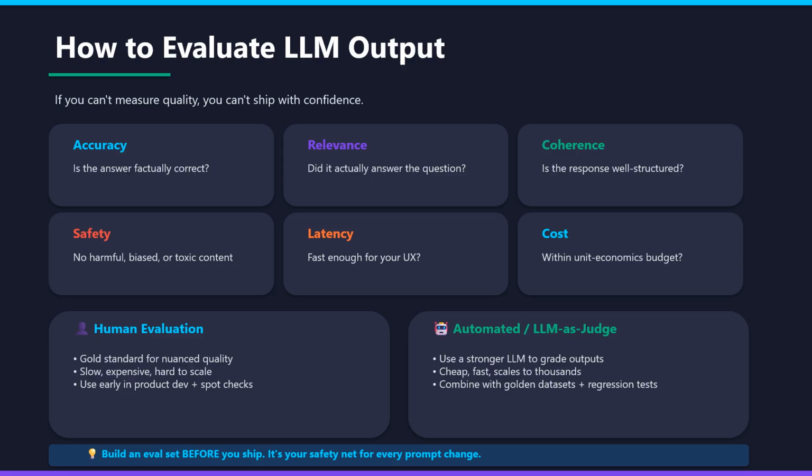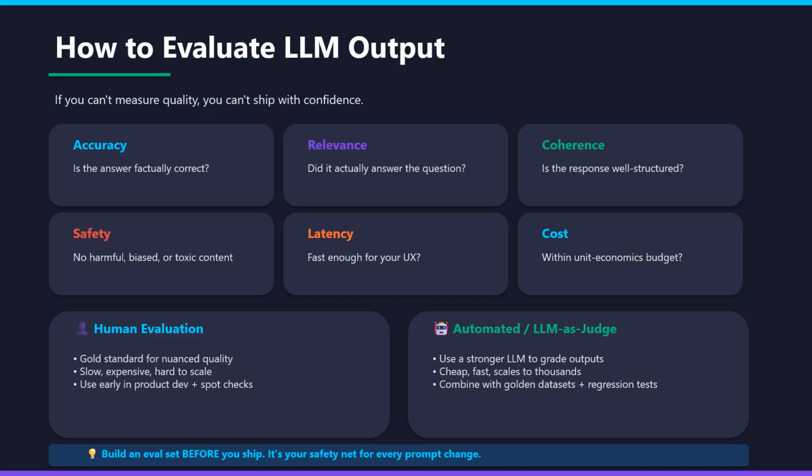Now, how do you actually evaluate? So, two approaches on the screen: human evaluation, the gold standard for nuanced quality. It's slow, expensive, and hard to scale. Use it early in product development and for spot checks in production. Have humans rate outputs on your quality dimensions. Okay. Automated evaluation, or LLM as judge. Use a stronger LLM to grade the outputs of your production model. It's cheap, fast, and scales to thousands of evaluations. Combine it with golden datasets and regression test sets.